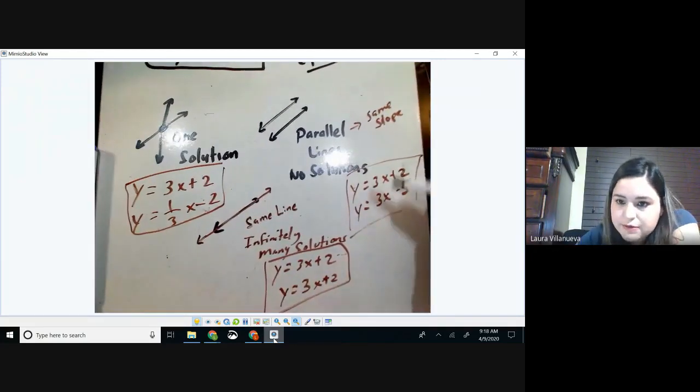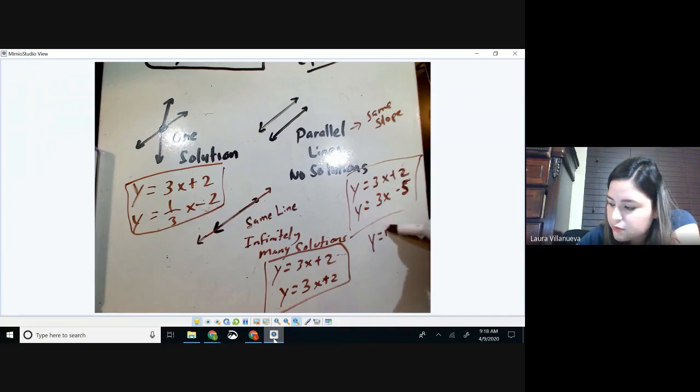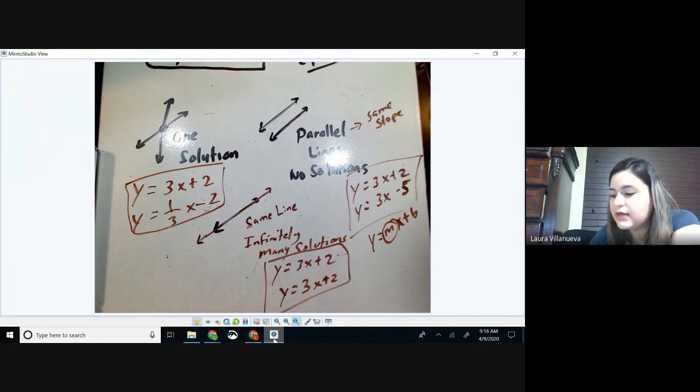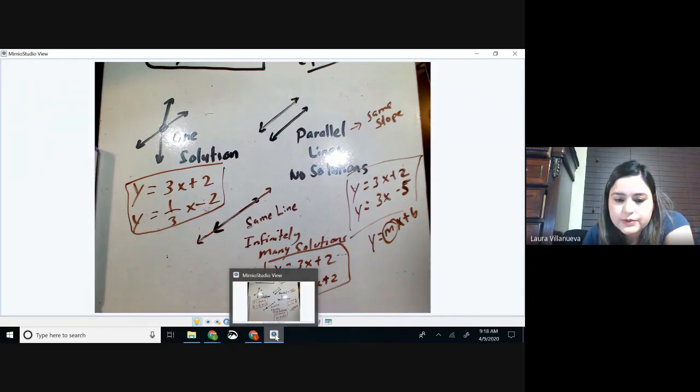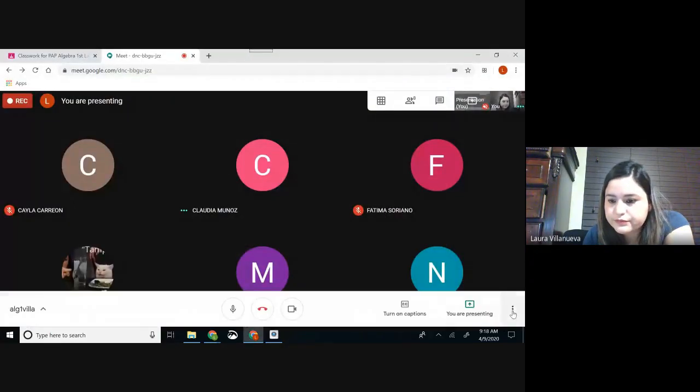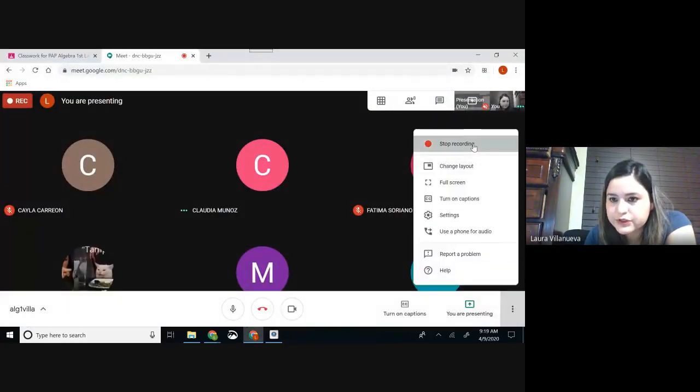If it's parallel, that means you're going to have exactly the same slope. And remember, the slope is the number in front of the x, and that's your y-intercept. Now, if it's not in slope-intercept form, you have to put it in slope-intercept form. And you already know how to do that because we've been doing it for a while. But I'm going to go ahead and stop the recording so that you can have those notes.